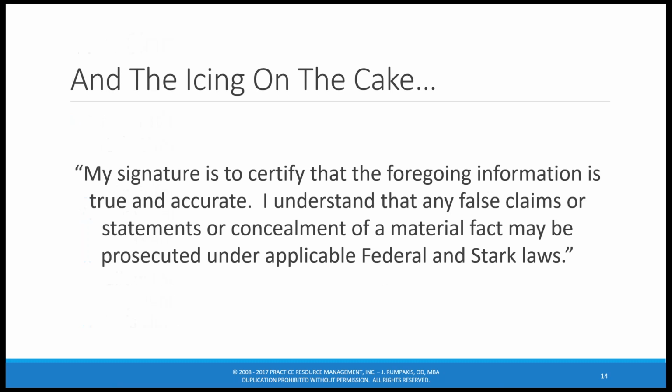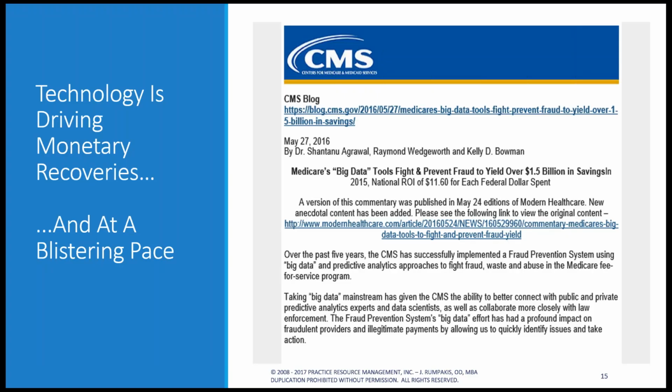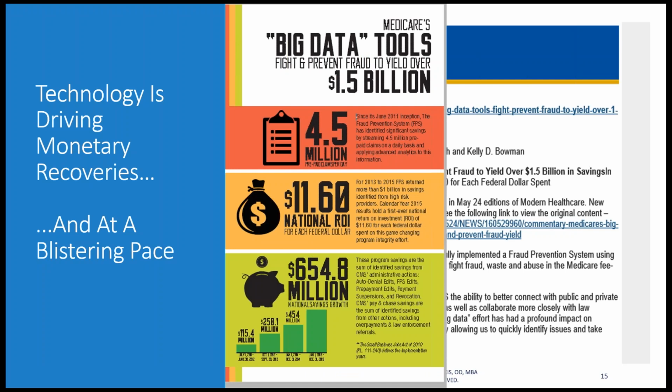When you sign it, you're also agreeing to be prosecuted, okay? My signature below, electronic or actual, is to certify that the foregoing information is true and accurate. I understand that if I've misrepresented something through a false claim or a statement or concealment of material fact, I may be prosecuted under applicable federal and Stark laws. So when we talk about audits here in just a moment, you'll understand why the top reasons for audit are failure to establish medical necessity. And I can tell you that Medicare is kicking some rear end when they're doing things. I'm just going to show you some figures here.